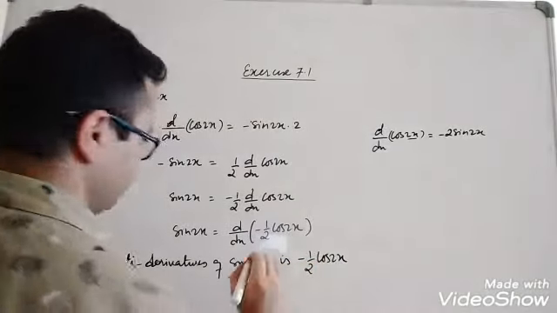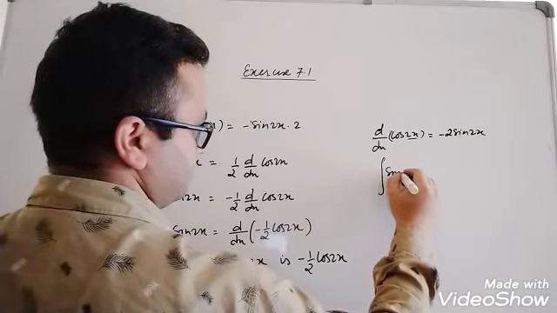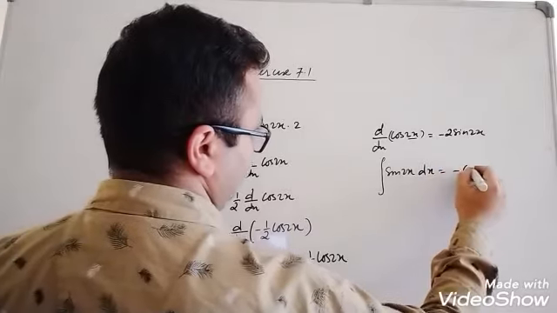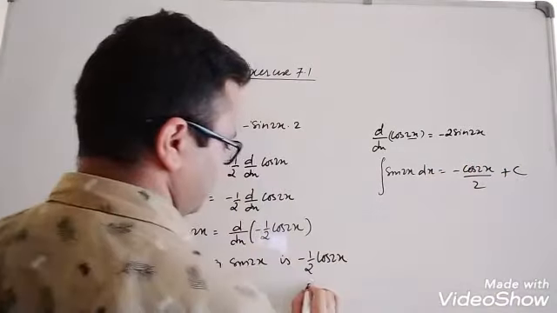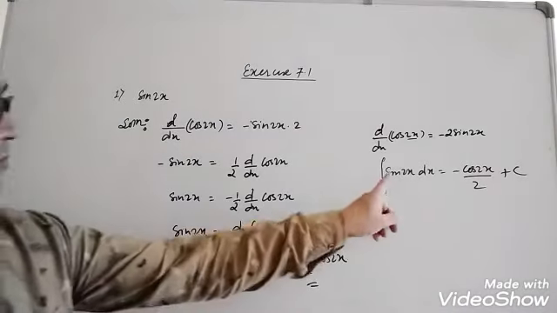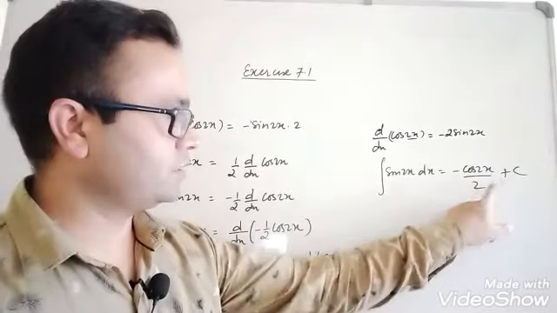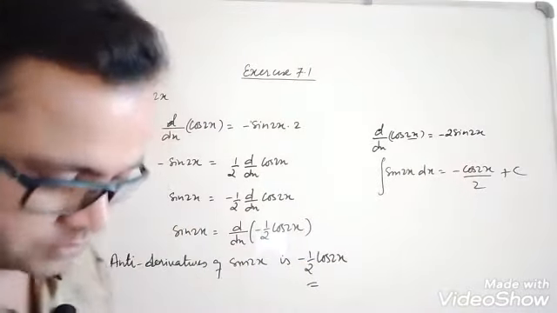Okay, let's check. So the integration of sin 2x dx equals minus cos 2x by 2 plus c. So it is correct, because the integral of sin nx dx is minus cos nx by n plus c. When we apply that formula, this is what we get. So next question, question number 2.